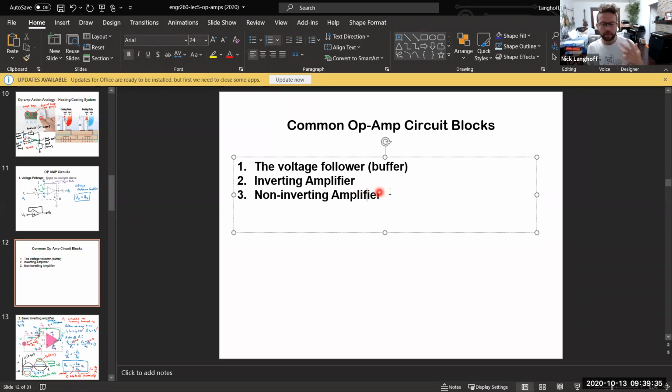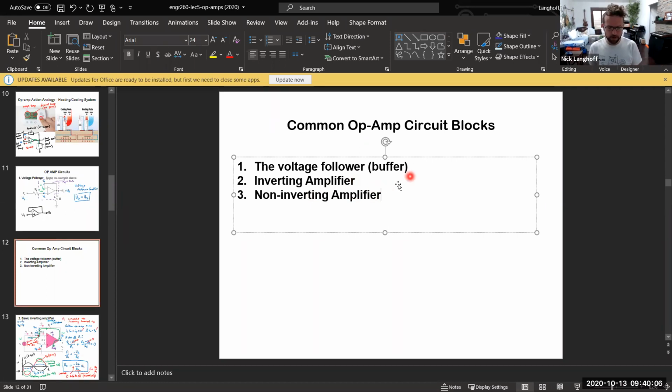The op-amp blocks that we covered last week were the voltage follower, or the buffer, as it's called. Remember, that just gives you out at the output whatever voltage you put into the non-inverting input. Then the inverting amplifier, which inverts a signal and gives you gain, and the non-inverting amplifier. If you want to review those, we'll go review those in just a moment.